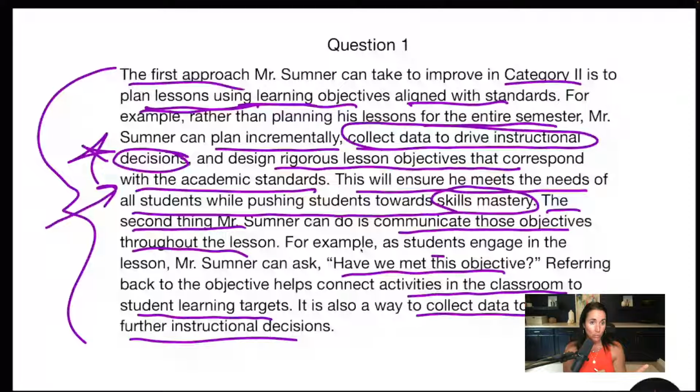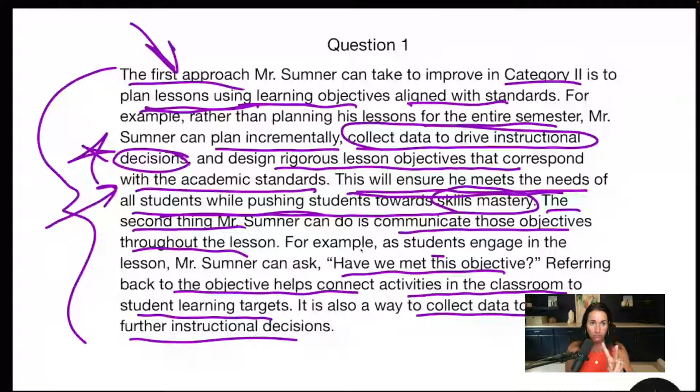And then the second bullet was tell me why it's important. Well, I did that here. This will ensure he meets the needs of all students, and the second one, referring back to the objectives, helps connect activities to the classroom and is a way to collect data. Check, check, check all over. Notice I worked backwards. I zeroed in on the things that were important, and I got right into talking about it. The first approach, and then I say the second approach. So the grader knows I have 2 things in here.